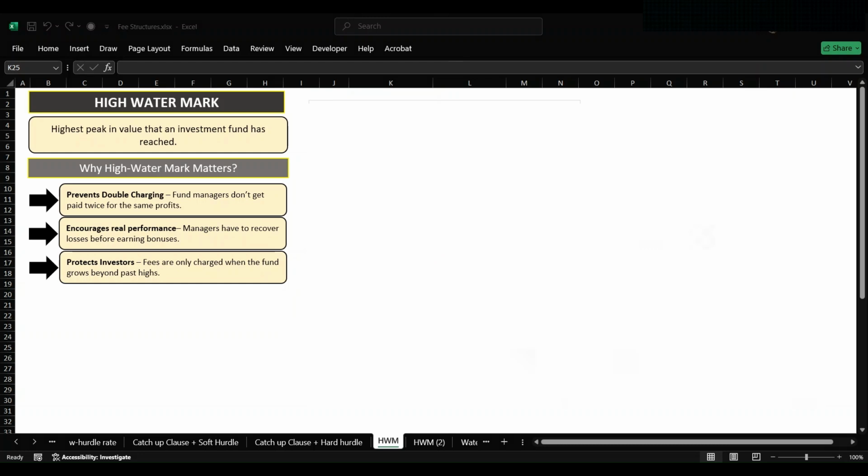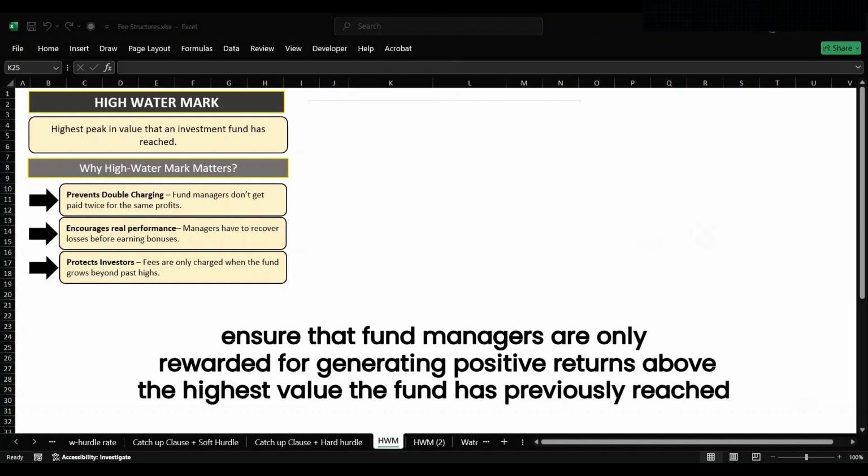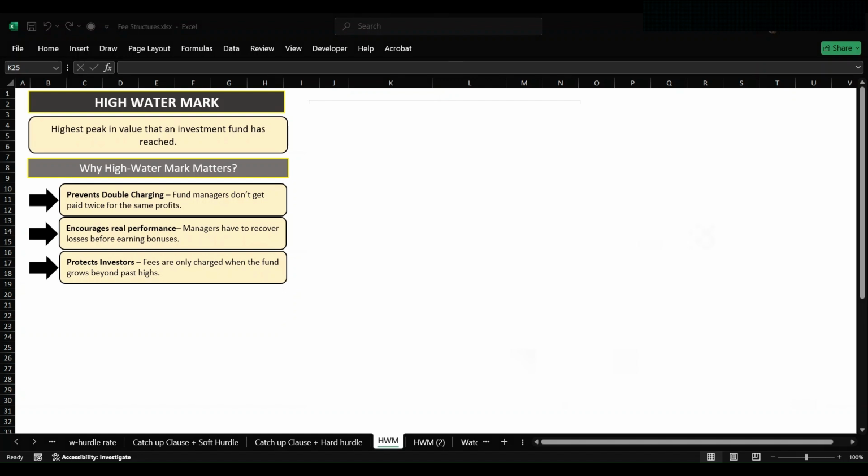High watermark is a principle used in investment management, especially in hedge funds or private equity, to ensure that fund managers are only rewarded for generating positive returns above the highest value the fund has previously reached. In simpler terms, a high watermark ensures that fund managers do not get paid for gains that only recover previous losses. They are only rewarded for generating profits beyond the highest point the fund has reached.